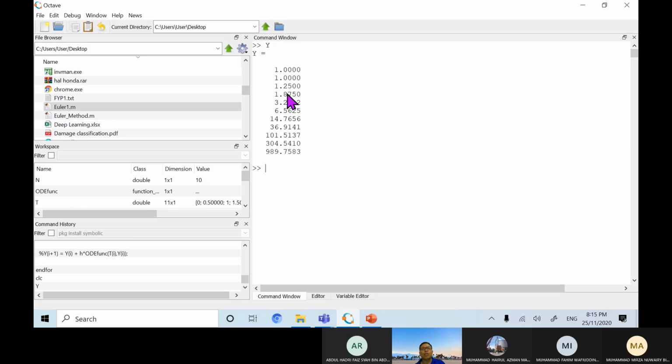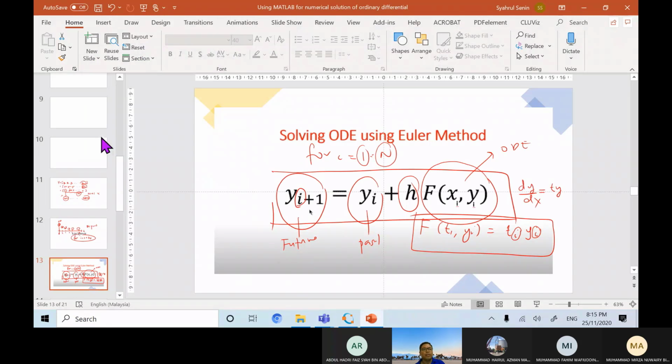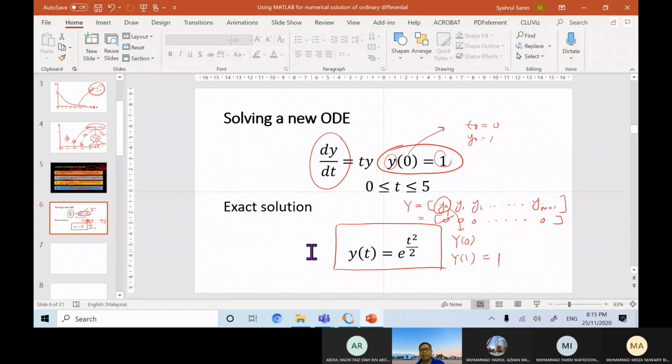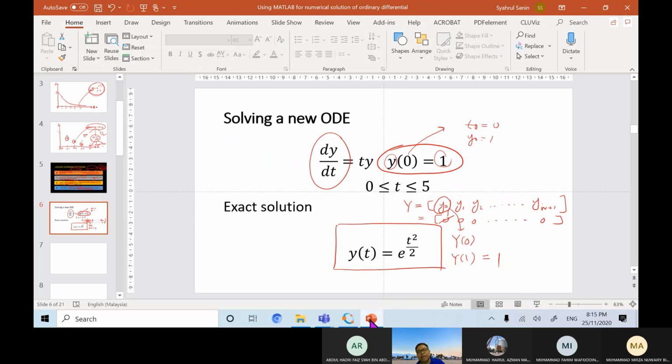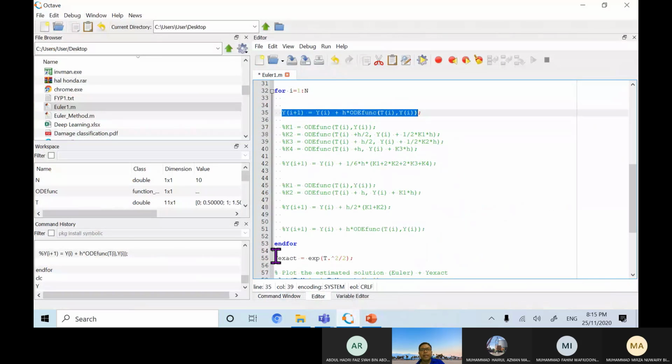Cuma sekarang ni macam mana kita nak tahu benda ni betul tak betul? Sebab ini adalah estimated solution, it's not the exact one. So that's why we have to know the exact solution. So exact solution saya ada tunjuk tadi, yang ni. This is your exact solution. Yt is equal to exponent t squared over 2. So I have to code this inside my Octave. Y exact. Yang ni, saya namakan sebagai y exact.